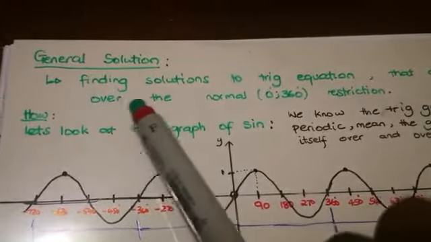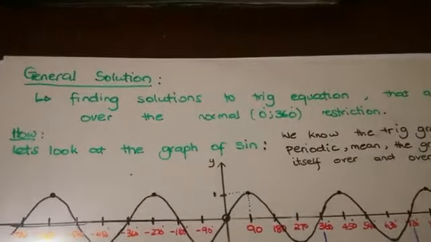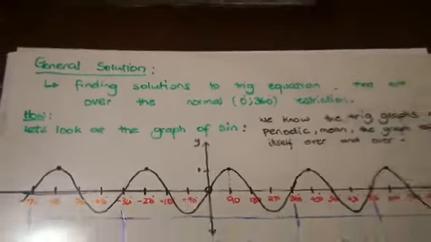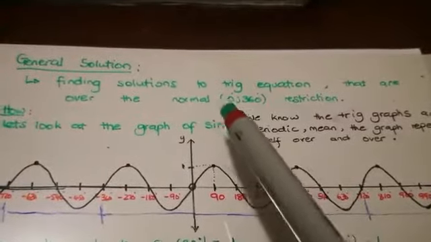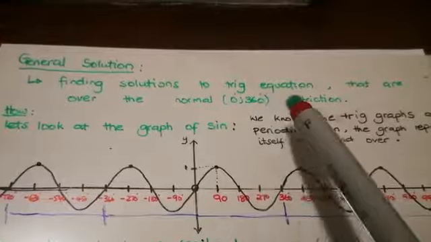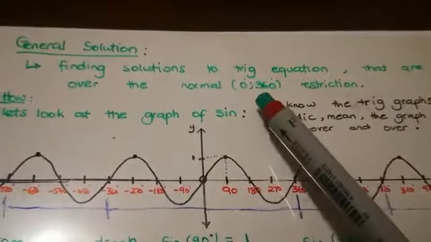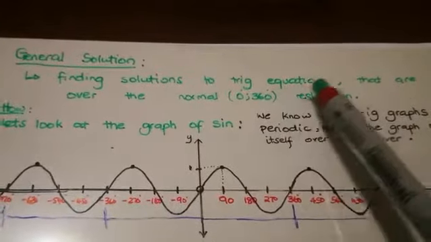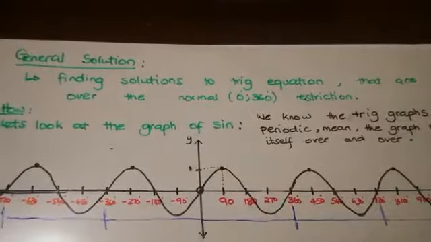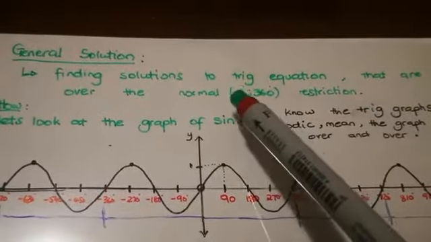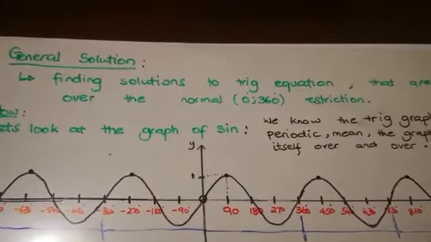Today we are going to look at finding the general solution to our trig equations. Finding the general solution means finding a value from the trig equation that goes over the general 0 to 360 restriction that we usually work with. So you may get a value like 450 degrees, or negative 180 degrees.